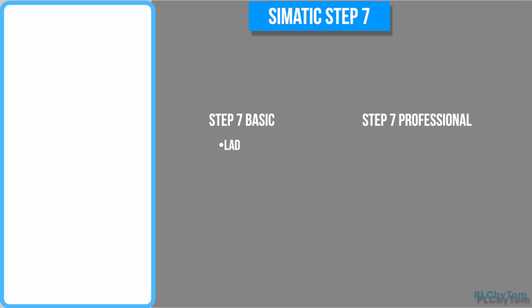SIMATIC Step 7 Basic supports ladder programming language, function block diagram and structured control language. Since SIMATIC Step 7 Professional, in addition to this, also supports structured text, list and graph programming language used for sequences.